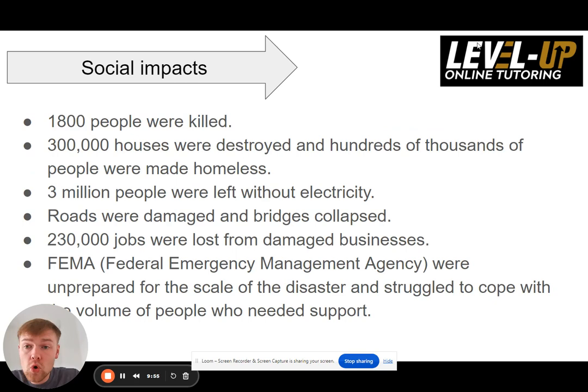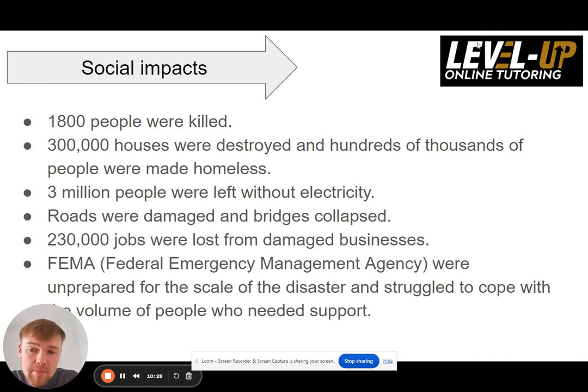Importantly, then, social impacts, as we've already said, 1,800 people were killed. It'd be really interesting to compare that to, you may have done Typhoon Haiyan, for example, comparing the death toll of Hurricane Katrina to your emerging or developing example that you've got. 300,000 houses were destroyed and hundreds of thousands of people were made homeless. So that's us thinking about building costs, insurance costs, also somewhere to house these people while they are displaced.